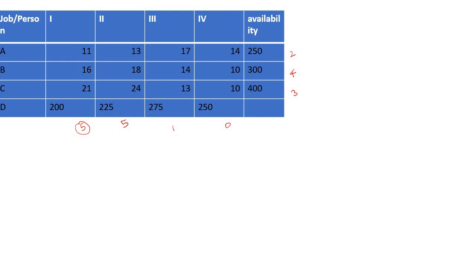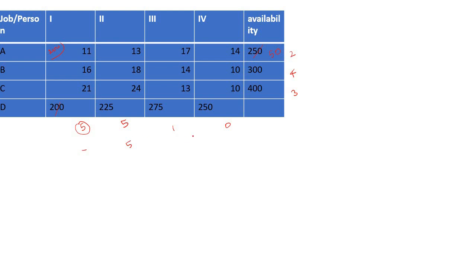Now we choose the maximum difference. The maximum difference is in the first column and the second column, so I choose the first column. In the first column, the least element is 11. Now I allocate 200, the minimum requirement, against the 250 availability. So the balance is 50, and the 200 column gets cancelled.